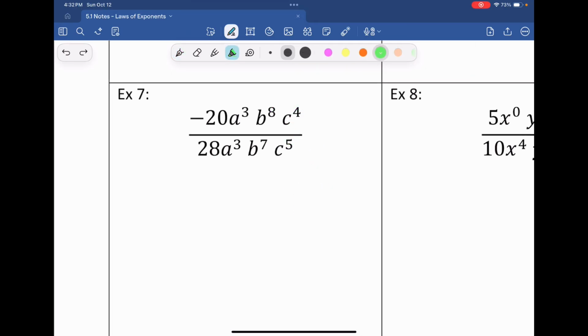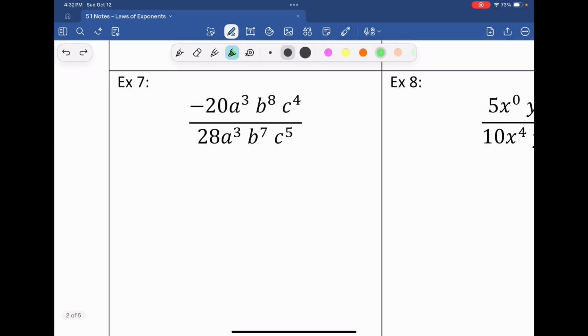Now adding in other variables. The rules don't change. Okay, so starting with negative 20 over 28, those can be divided by 4. Negative 20 divided by 4 is negative 5. 28 divided by 4 is 7. All right, and here's where a zero power comes in, and this is why anything to the 0 power is 1.